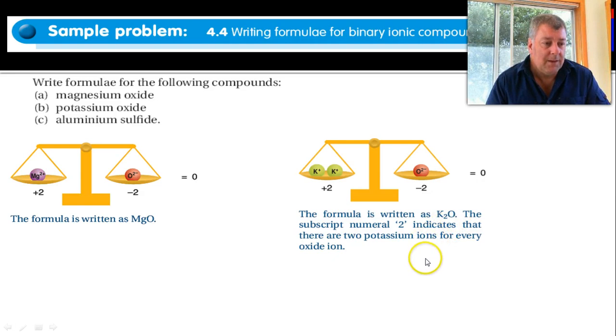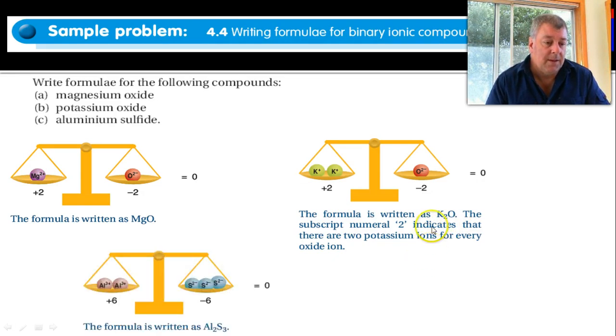Got that? What about aluminium sulfide, which we just did with the crossover technique? Again, trying to balance, so the magic number here was 6 and 6, so 2 aluminiums and 3 sulfides. And that's how. So different students use different ways. Some students use the crossover technique, some students use the imaginary balances. Your choice. Whatever works for you.